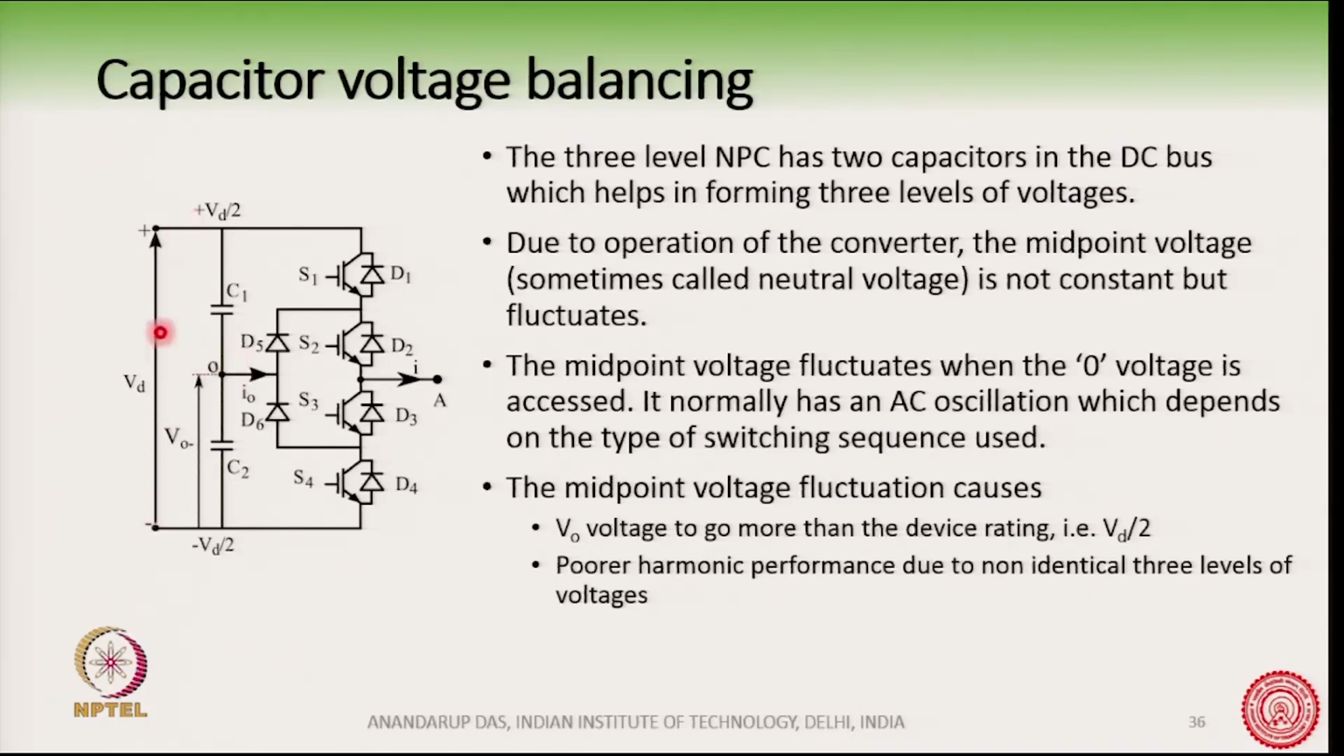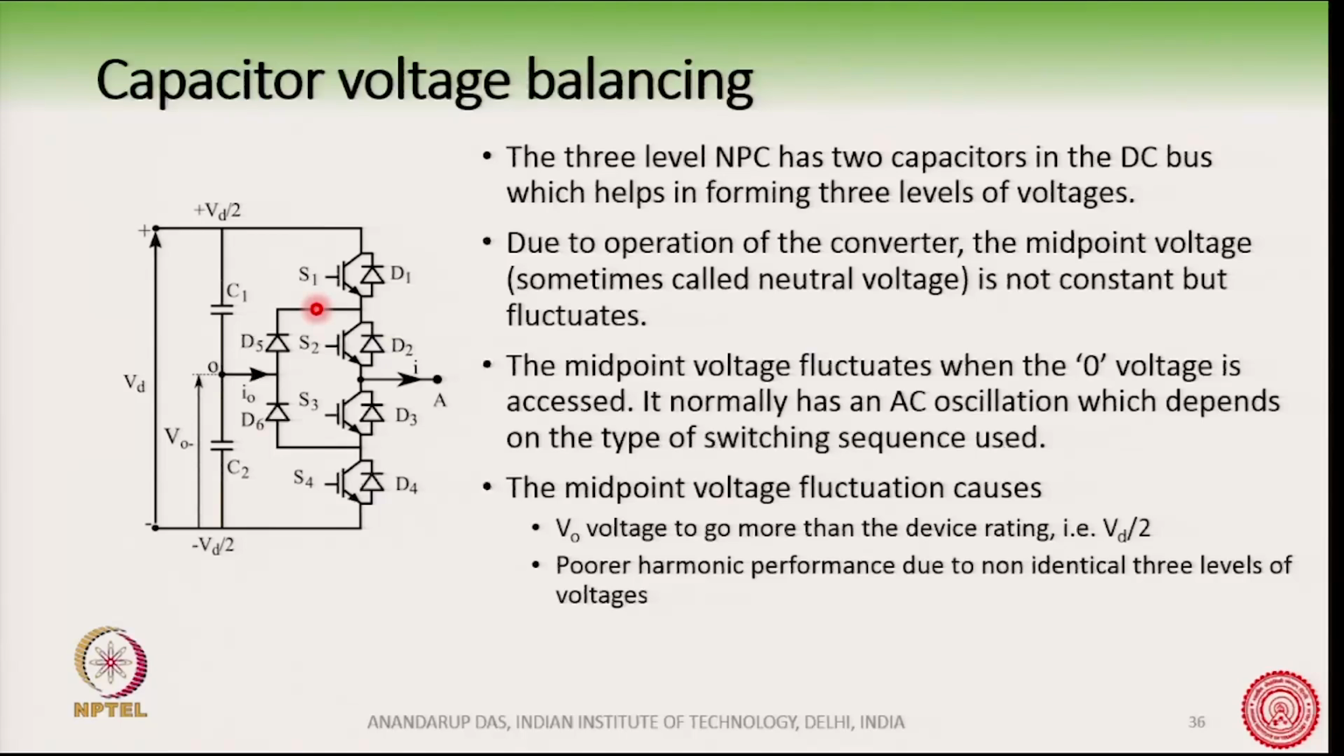So the total DC bus voltage is Vd. This capacitor has a voltage across it of Vd by 2, and this capacitor also has Vd by 2, under ideal conditions, when there is no fluctuation in the midpoint voltage. However, if one of the capacitors is charging up, the voltage across the other capacitor is falling. If the voltage across one is going up, the voltage across the other is falling down, given that the total DC bus voltage Vd is constant.